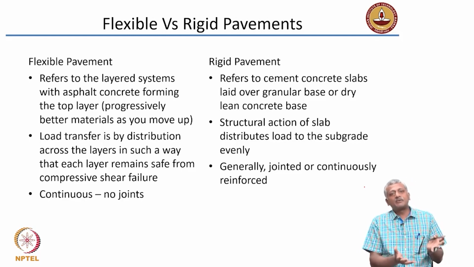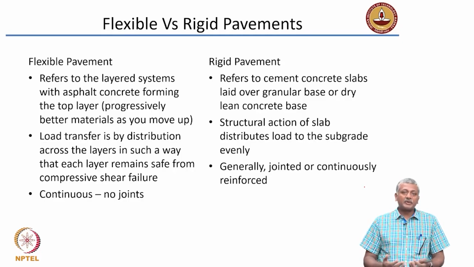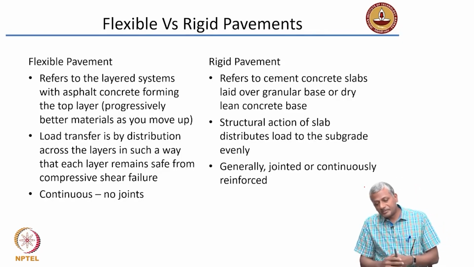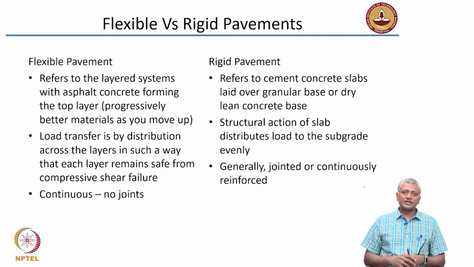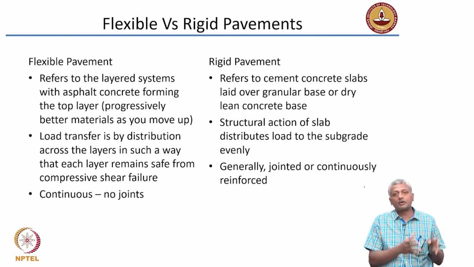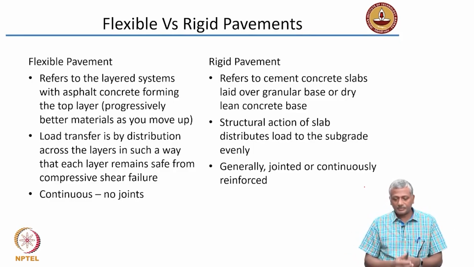Why is it called flexible? Because the layers are free to deform, free to move, okay? And this deformation reduces the load intensity. A flexible pavement does not have joints, it is continuous. A rigid pavement basically refers to cement concrete slabs. We talked about different types of concrete elements like columns, beams, slabs. This is just a slab that is being placed on the ground, okay?